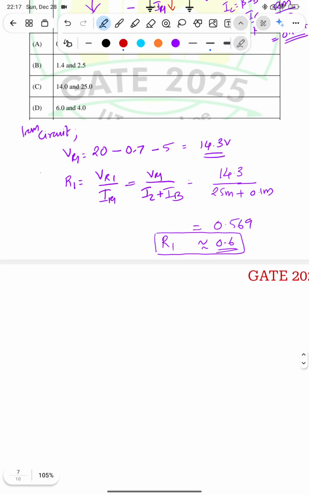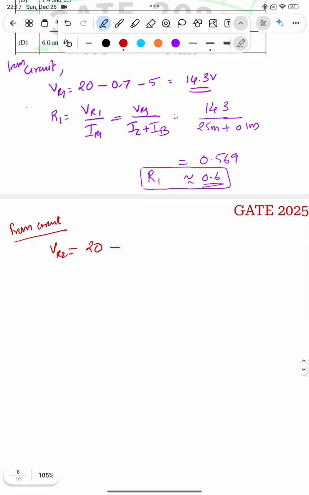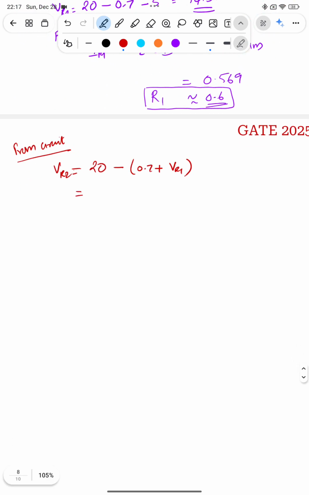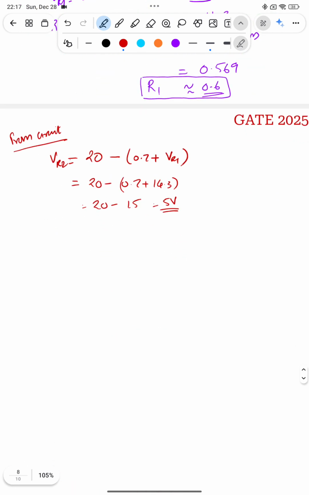So what is VR2? From the circuit, VR2 will be equal to the net voltage 20 minus the voltage at this emitter node, that is 0.7 plus VR1. So this will be equal to 20 minus 0.7 plus VR1, which is 14.3. So 20 minus 15 equals 5 volt. So that is VR2. Okay, and what is the current IE here?